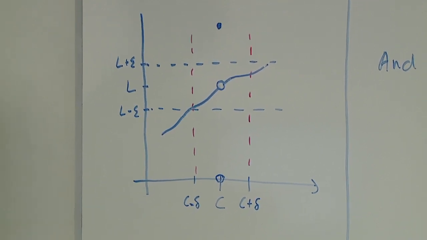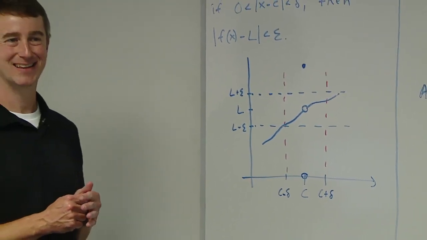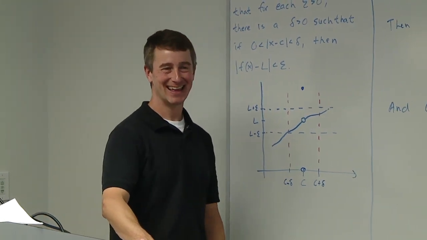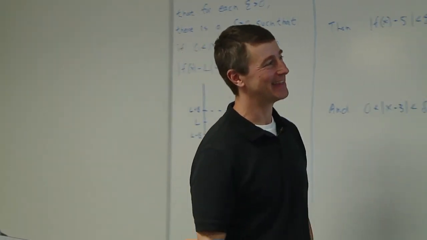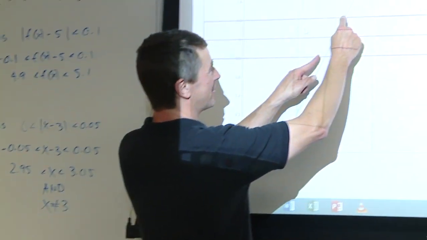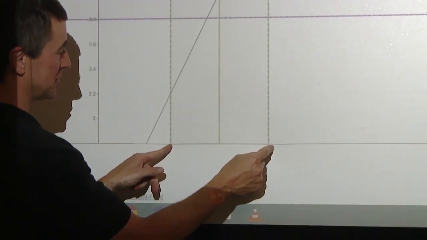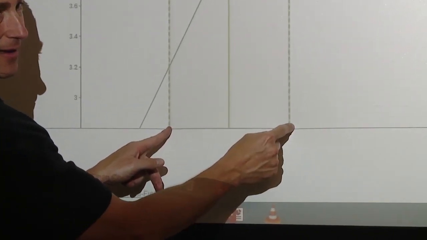People agree with that? So why don't you agree with that? In this case, we're good from here to here. This is within the epsilon band, right? But the x's that we've chosen go all the way from here to here.